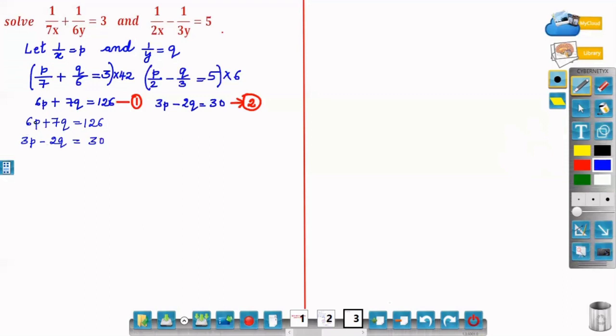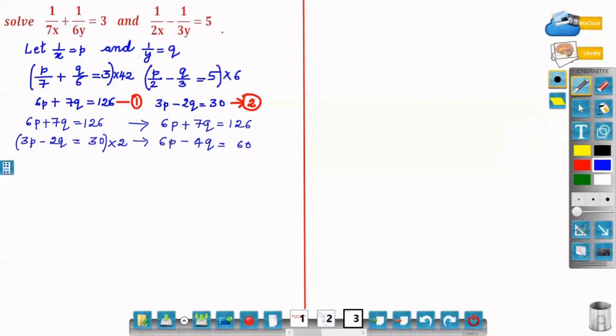Now equalize the coefficients. I will equalize the coefficient of p. For that, I will multiply the second equation by 2, because 3 2s are 6. So we write the first equation as it is, 6p plus 7q is equal to 126. And the second equation, multiply all the terms by 2: 6p minus 4q is equal to 60. Now coefficients of p are equal.